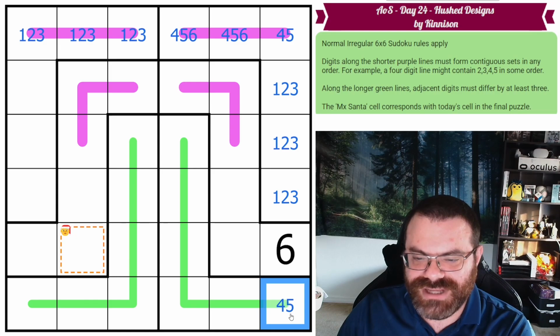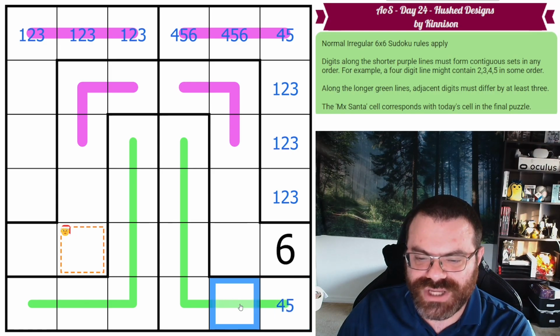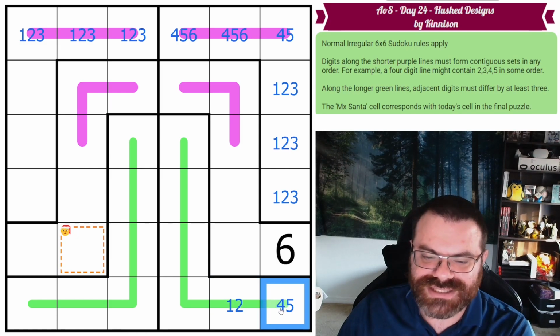So this is 4 or 5. So from the 4 or 5, we have to go to 1, 2, or 3. Sorry, 1 or 2 only. If I put a 3 here, this would have to be a 6, and it can't be. So we're going to go exactly 4, 1, or we're going to go 5 with a 1 or a 2.